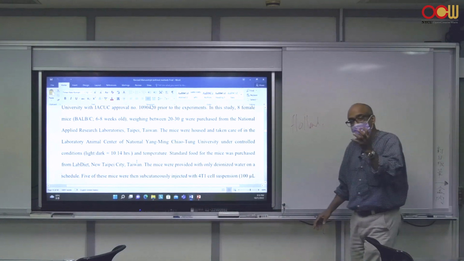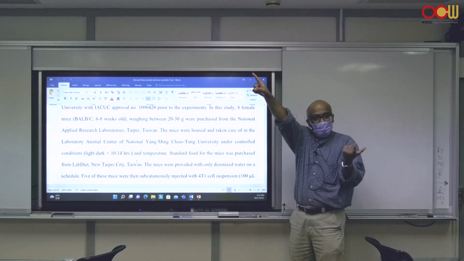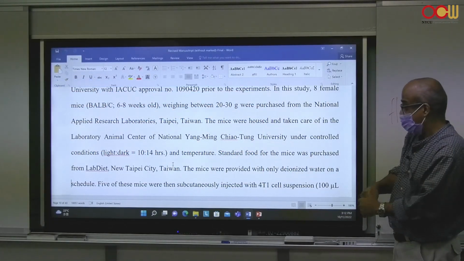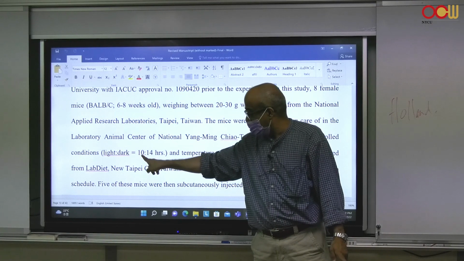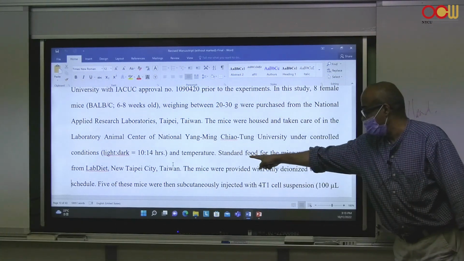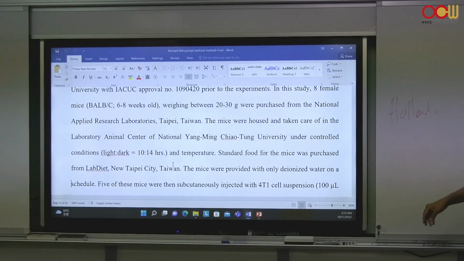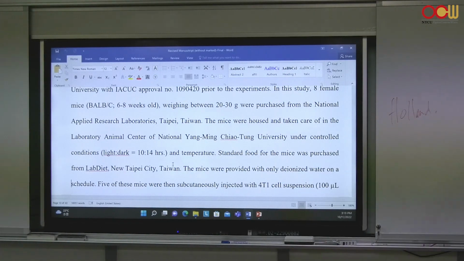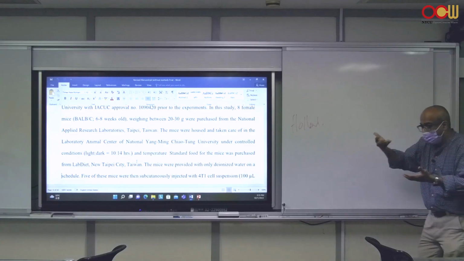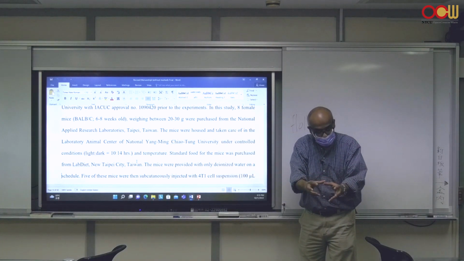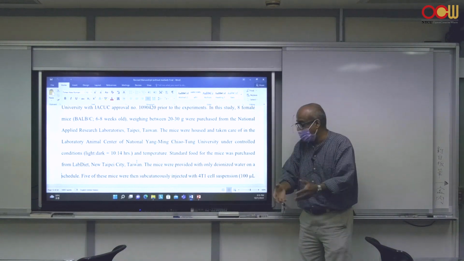So how did we keep those mouse? We keep it in the animal center up in the mountain, right? But not only that, they have to be kept 10 hours in the light and 14 hours in the dark. And what kind of food? So we say standard food was given and provided with DI water on a schedule. How much water? Every little detail we have to write. It's not easy. So we have to read a lot of papers to see what kind of details we need to write. How the animals are kept, how much water we gave, what kind of food.